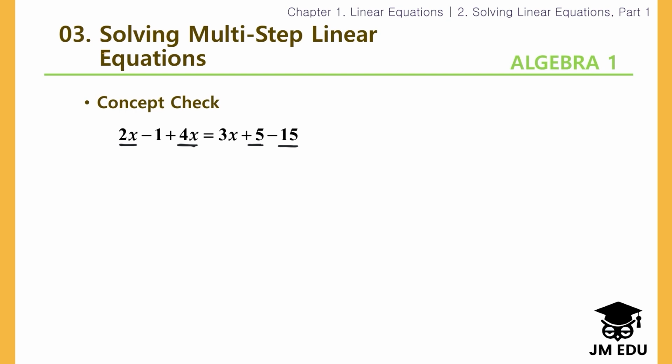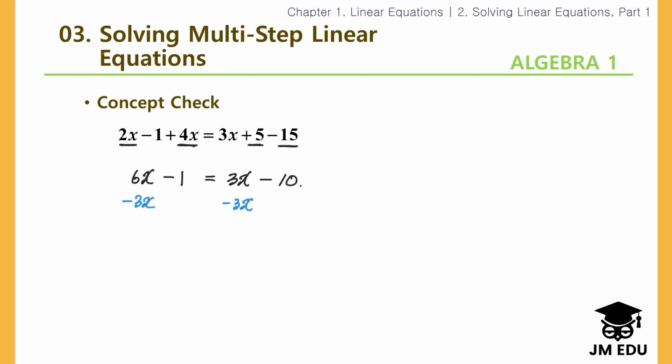So 2x plus 4x, that's 6x, and we have minus 1, is equal to 3x, and 5 minus 15, that's minus 10, right? So what I'm going to do next is eliminate positive 3x by subtracting 3x from each side. Okay, so let's try that. Subtract 3x.